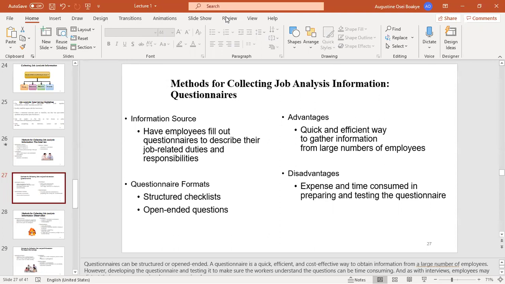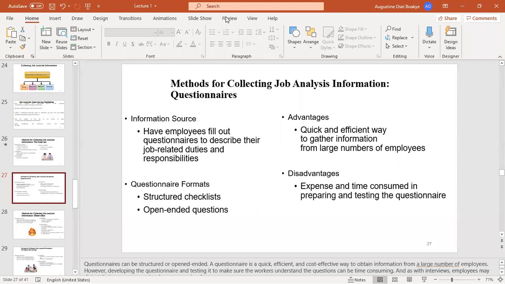So preferably, most job analysts go for the questionnaire method over the interview because they are able to simultaneously gather a large pool of information within a short period of time. But it comes with its own disadvantages. One is that it can also be time consuming.